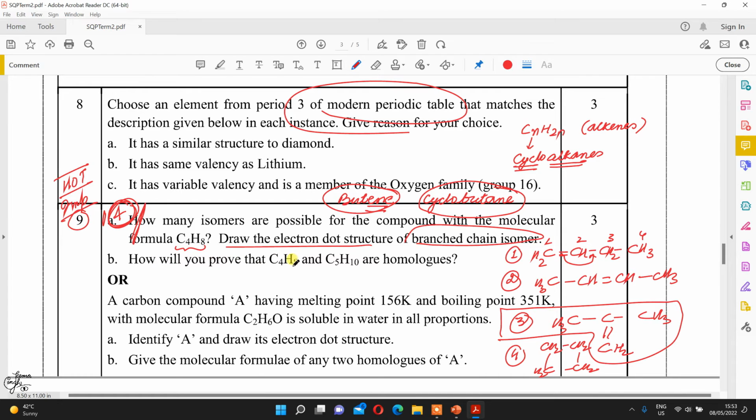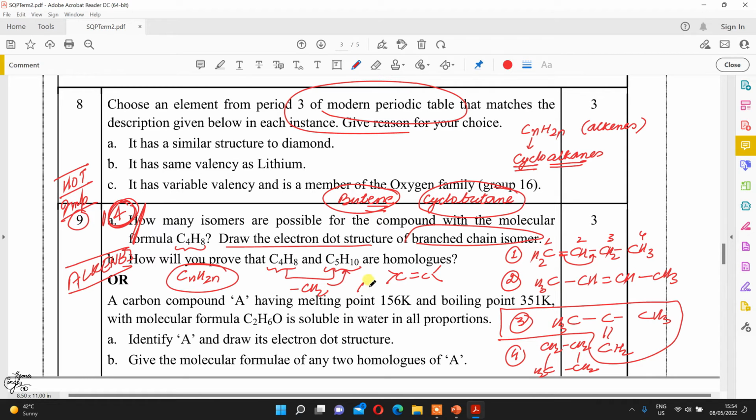How will you prove that C4H8 and C5H10 are homologues? I have done this question earlier also. They both belong to the general formula CnH2n. Fine, they both have the general formula CnH2n and belong to the family of alkenes. So if they belong to the family of alkenes, they are homologues because they have the same functional group, carbon-carbon double bond. Number 2, they differ by a CH2 unit. If you add CH2 to C4H8, you will get C5H10.